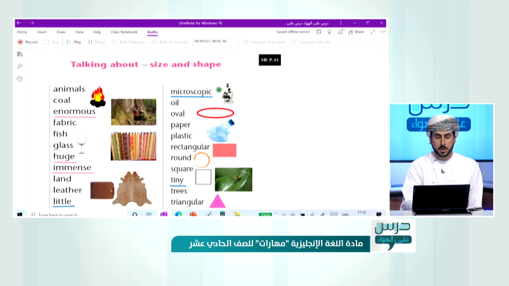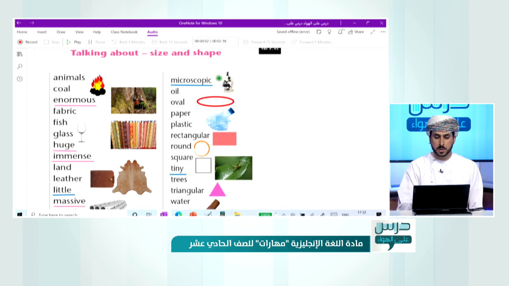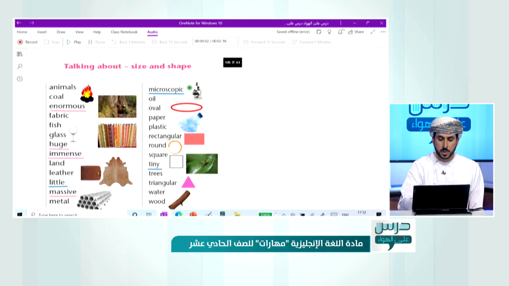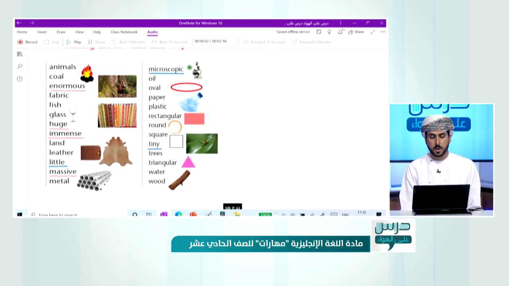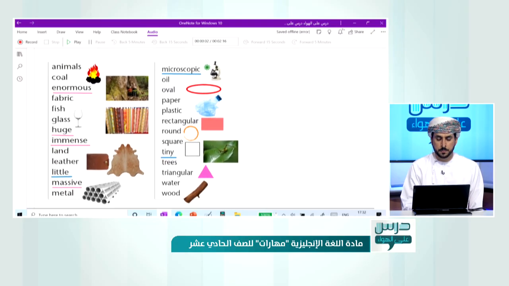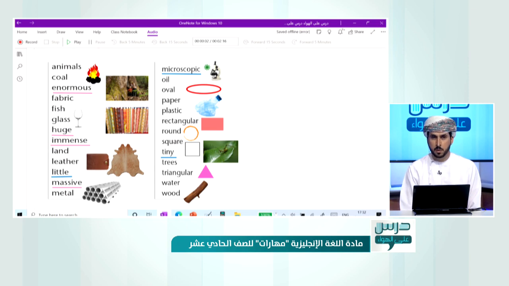Now I want you to get your student's book, page 61, and look at the vocabulary box, which is talking about materials. It looks like this, but without photos. I want you to open this page, and we are going to study these words because I feel that they are very important for you to understand the meaning of these words.